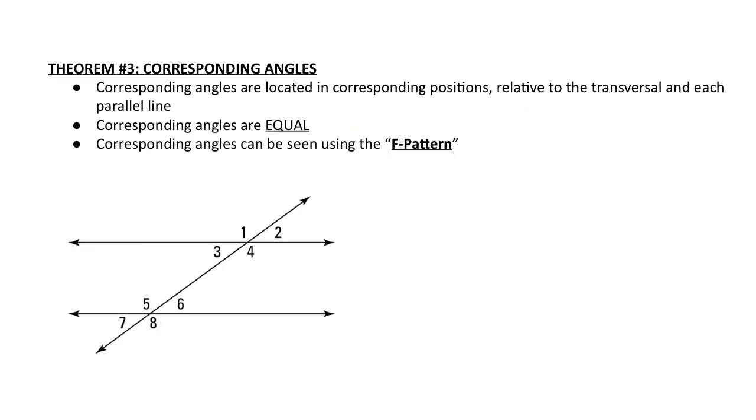Angle theorem number 3 is the corresponding angle theorem. Corresponding angles are located in what we call corresponding positions relative to the transversal and parallel lines. Corresponding angles are equal. Now, in terms of figuring out the corresponding positions, we are going to look for something that we call the F pattern.